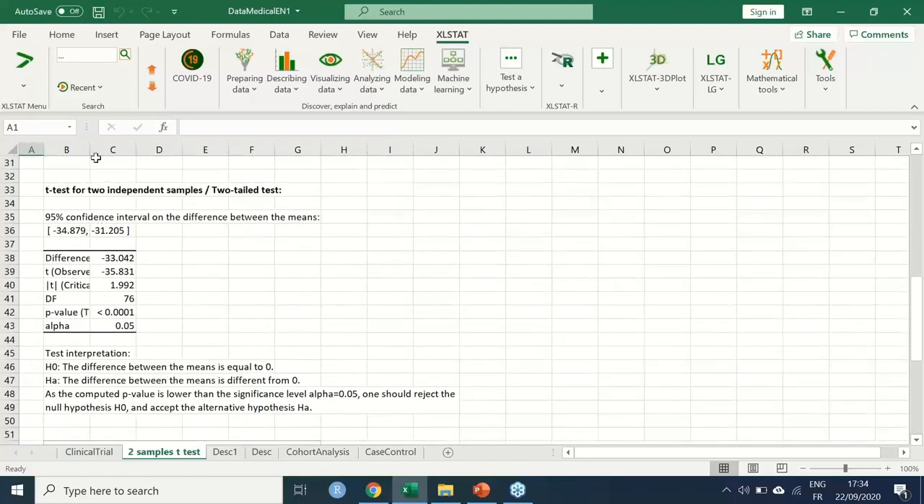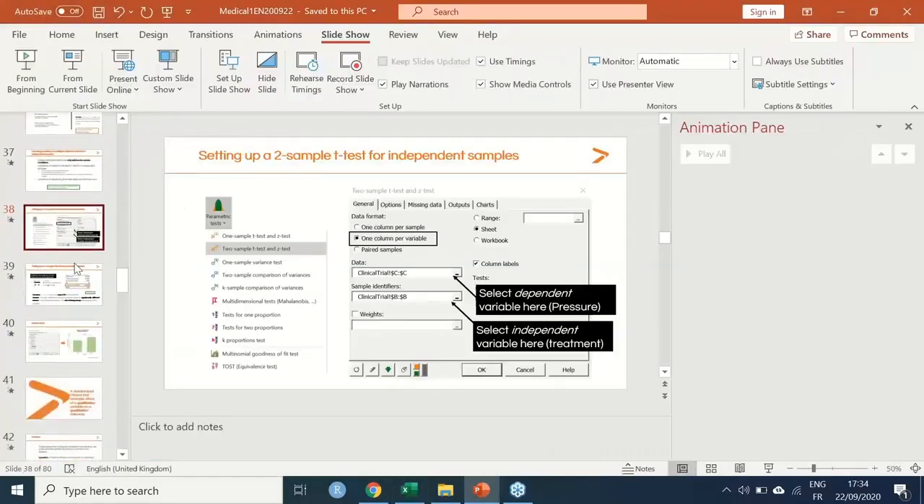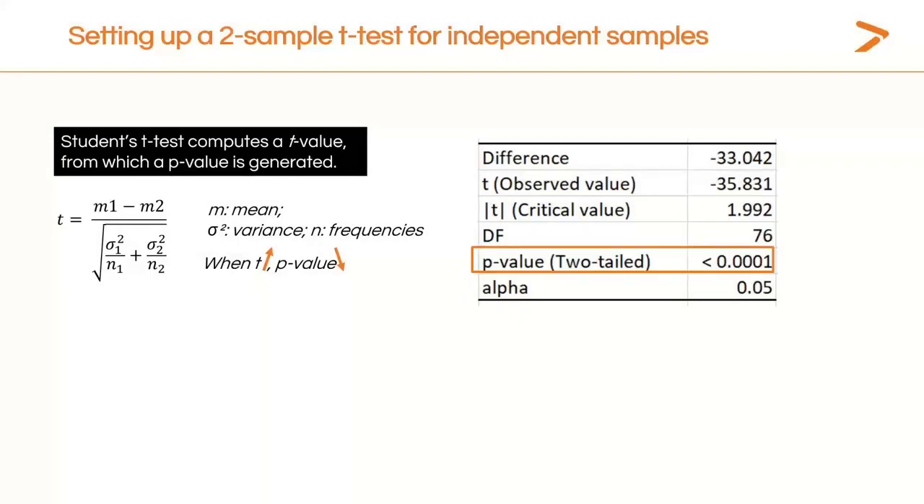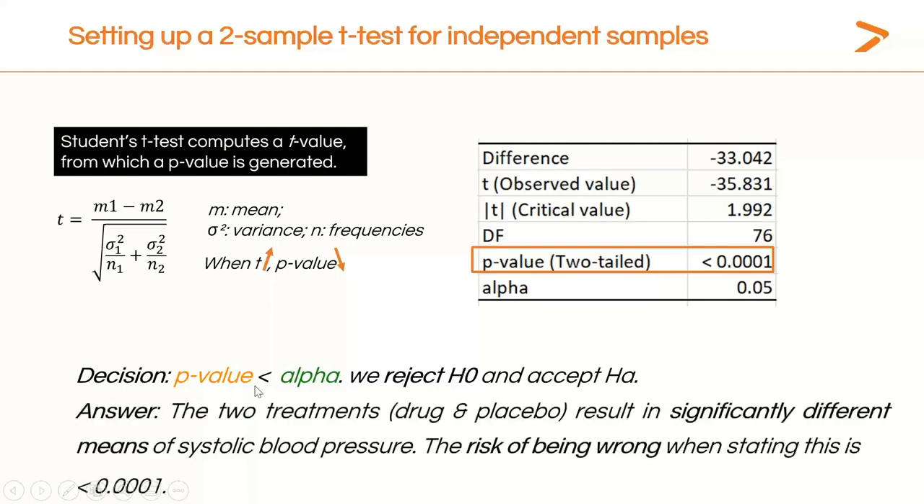And I get this very famous p-value here, which I can interpret by stating this. The p-value is lower than alpha. We can reject the null hypothesis and accept the alternative hypothesis. Here's the answer to the question. The two treatments, drug and placebo, result in significantly different means of systolic blood pressure. And the risk of being wrong when stating this is very low, proportional to the p-value. So there is a significant effect.